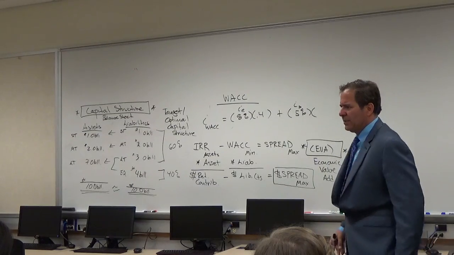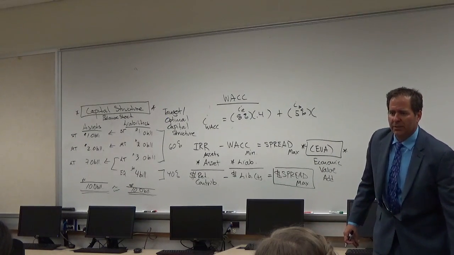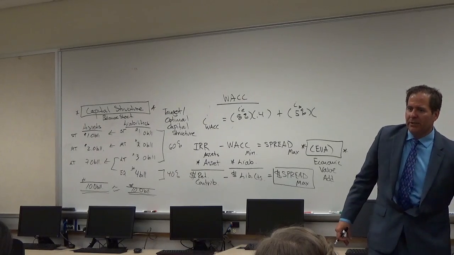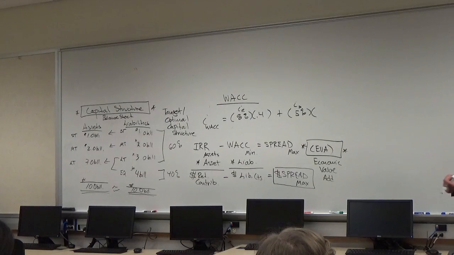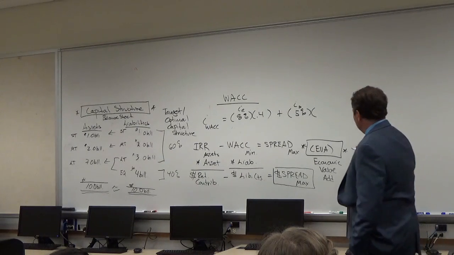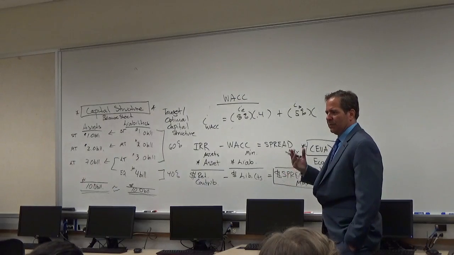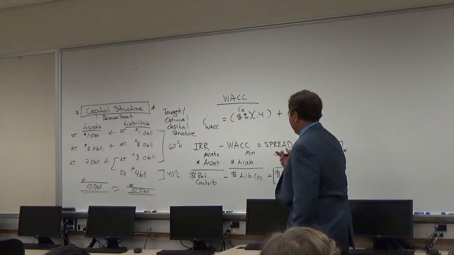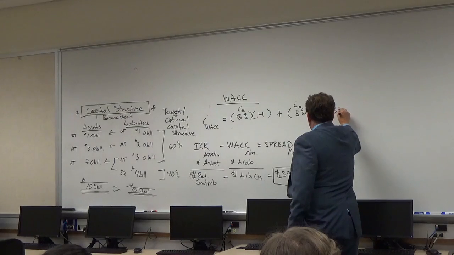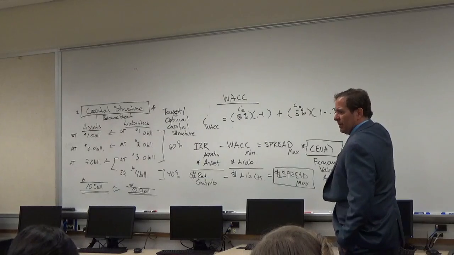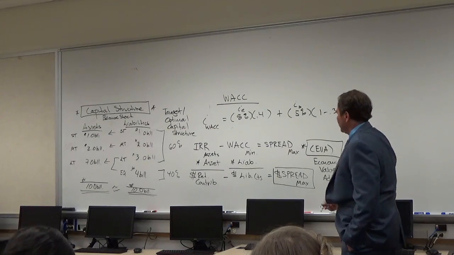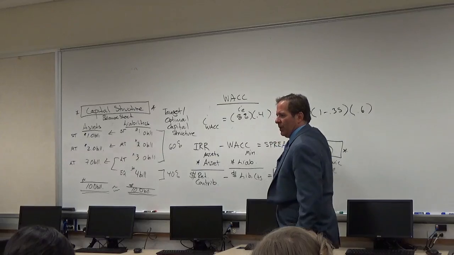Can I tax deduct the interest on the debt that I pay? Can we deduct the coupon interest on the bonds? Yeah, wouldn't that be considered a tax shield? And what's the highest corporate tax rate, just to use it? 35, so 1 minus 0.35. And what's the weight of the debt? 0.6. Okay, so what's my weighted cost of equity and what's my weighted cost of debt?